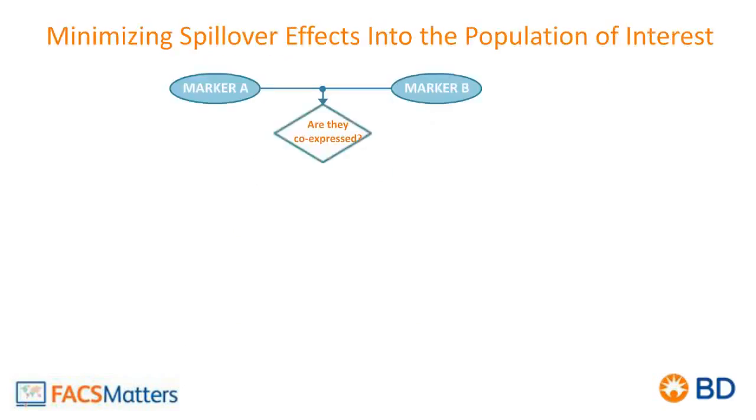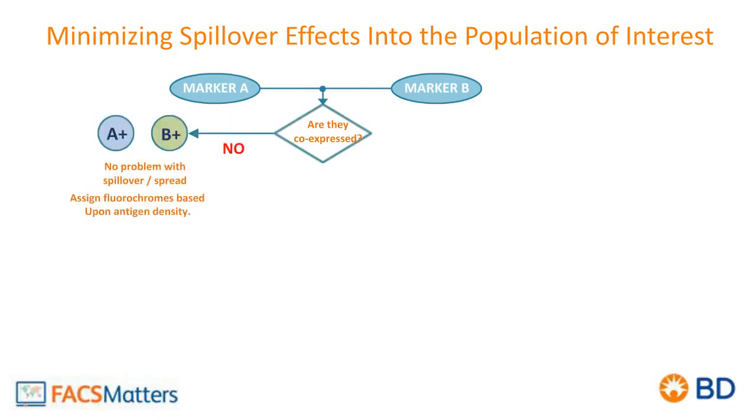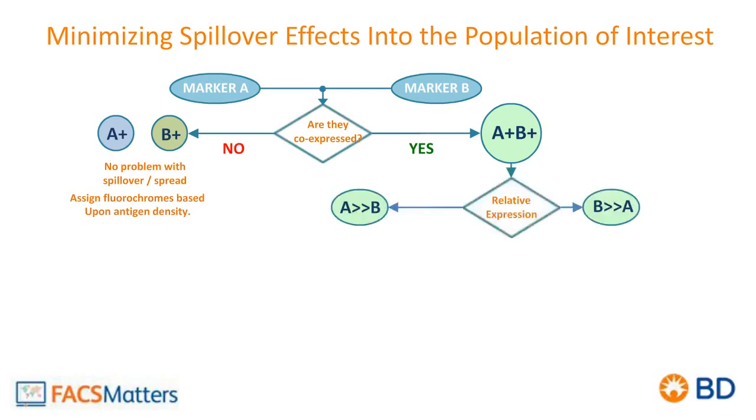So let's go through a thought diagram of how one would think about generating and selecting markers and antigens and fluorochromes for those markers. So the first question: you have two markers. One, are they co-expressed? As I just showed you, if they're not co-expressed, you basically don't have to worry about spillover spread. At that point, just assign the fluorochromes based upon the antigen density. If one of them is brightly dense, use a dim fluorochrome and vice versa. However, if they are co-expressed on the population that you care about, then you have more decisions to make.